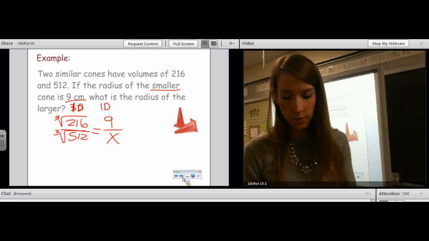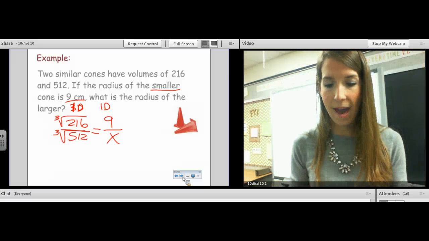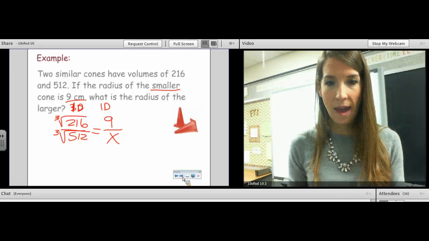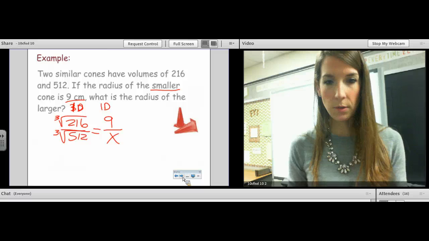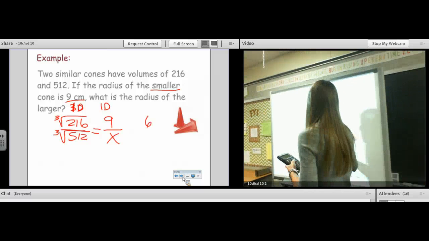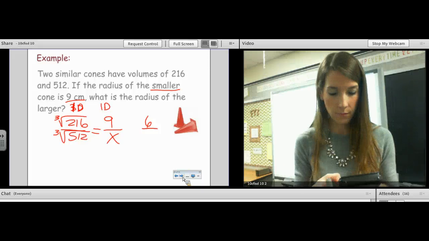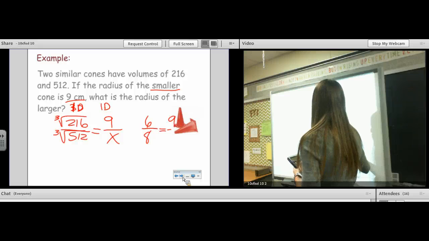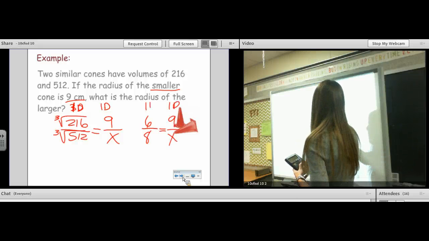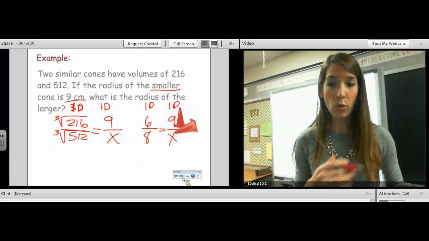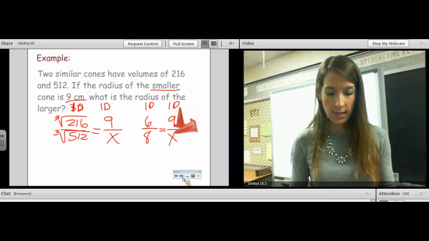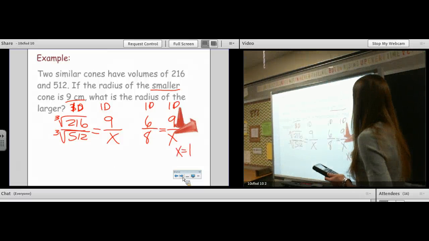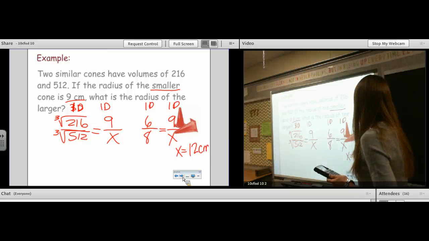So on your calculator, the cube root is under math. Go to math. Mine's number 4, but I have a really old calculator. I'm not sure if yours is the same. Math 4, and then I put 216, and I get 6. Math 4, 512, and I get 8. So 6 is to 8 as 9 is to x. This is 1D and this is 1D. You can reduce it if you want, or you can just go ahead and cross multiply. 9 times 8 divided by 6. And you will get x is 12 centimeters.